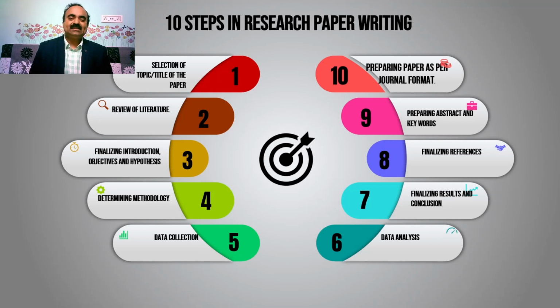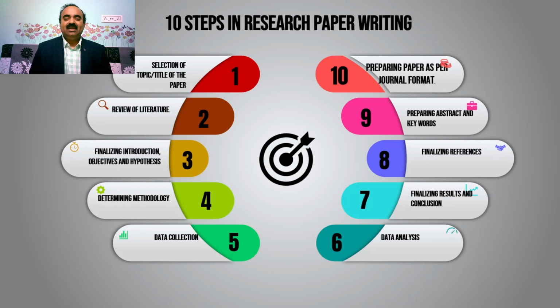After finalizing introduction and objectives, generally in research paper writing, you have to finalize hypothesis. Hypothesis, technically speaking, that is a statement or proposition which you are going to test with the help of the sample information. But for easy understanding, I give a simple definition of hypothesis here. Hypothesis is a plausible conclusion whose validity will be tested. If it is not validated, it will be rejected.